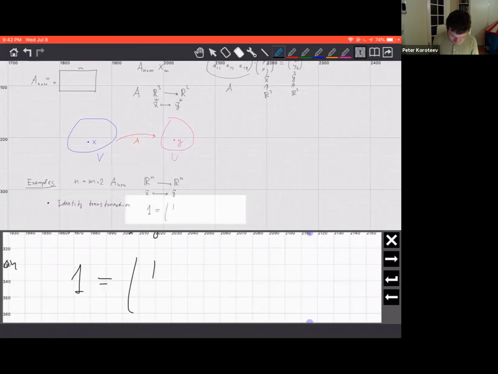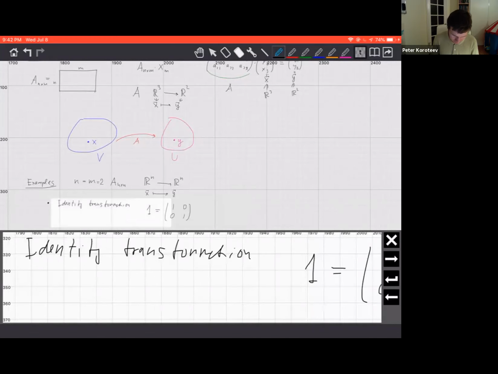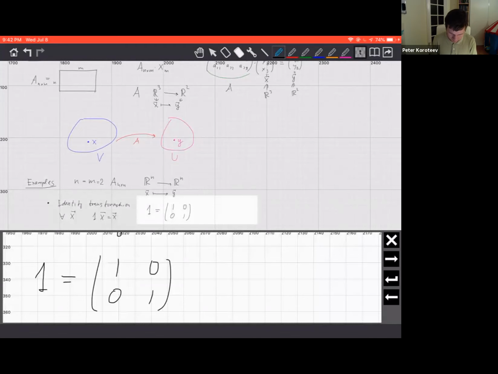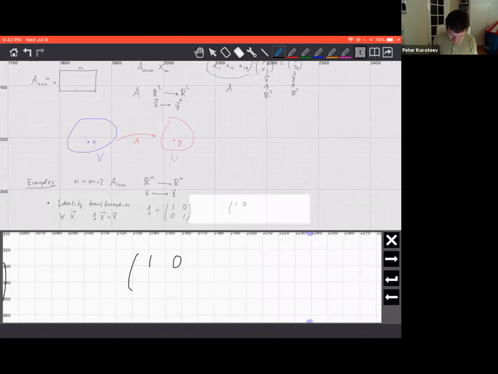So let's take matrix 1, 0, 0, 1. So clearly, it's called identity because for every vector x, 1 times x is equal to x. Right? Just the way you multiply matrices. You multiply 1, 0, 0, 1 by x1, x2, and it's equal to x1, x2.